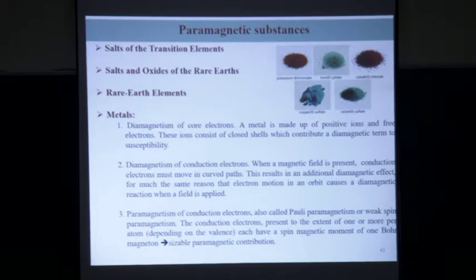In metals, you have different contributions because the electrons are free to move. You know that electrons can move freely in a metal. So there are different types of effects in a metal. The conduction electrons show diamagnetism. The core electrons show diamagnetism. But you can also get a paramagnetism of the conduction electrons.